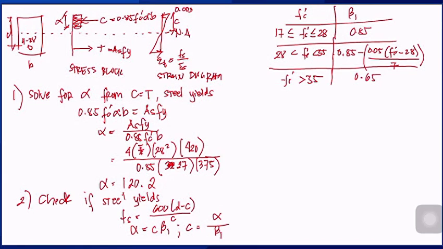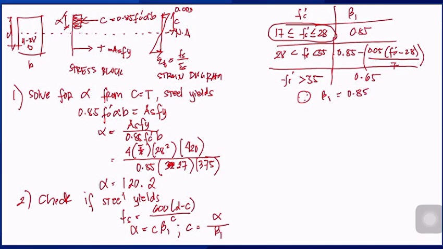So our FC prime is equals to 27. So that is between 17 and 28. So we get, therefore, beta 1 is equals to 0.85.